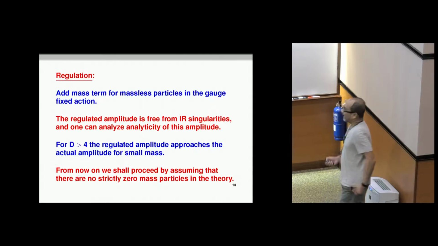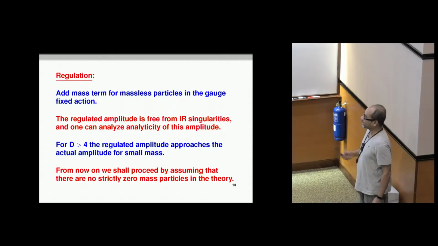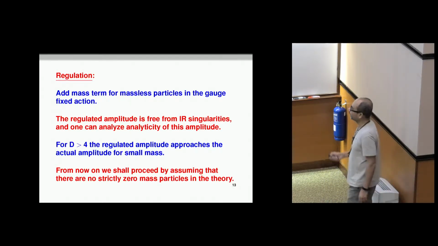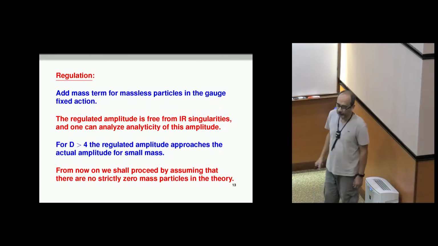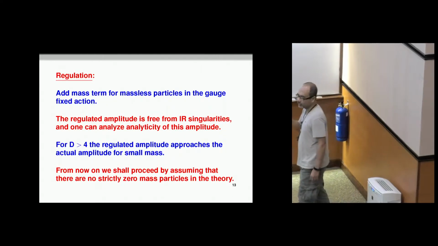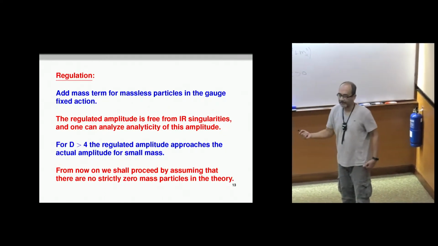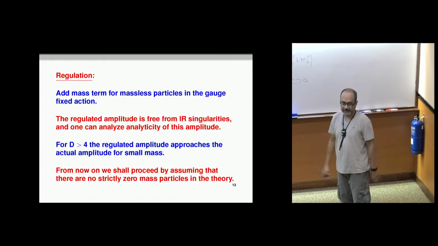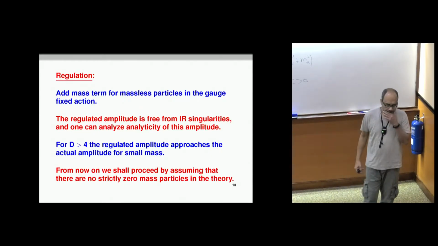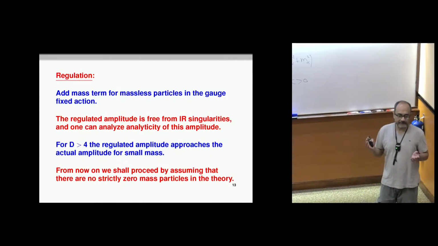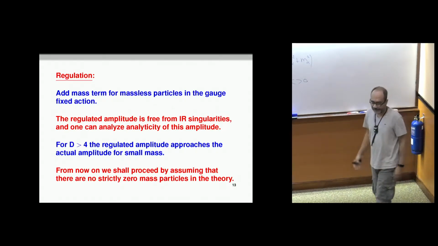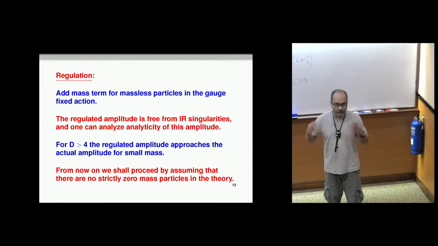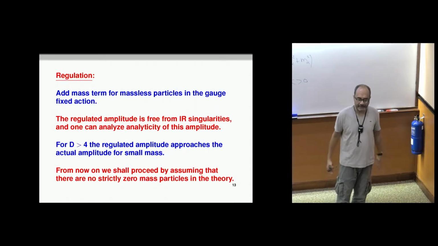Furthermore, as long as the space-time dimension is larger than 4, the regulated amplitude will approach the actual amplitude for small mass. So if you take the regulated amplitude and take the m goes to 0 limit, you get back the finite results, which are the scattering amplitudes in higher dimension. But of course, getting a finite result doesn't mean that it's analytic. Basically, the kind of singularities we will get are like x^n log x. It's finite as x goes to 0, but of course, it's still non-analytic.